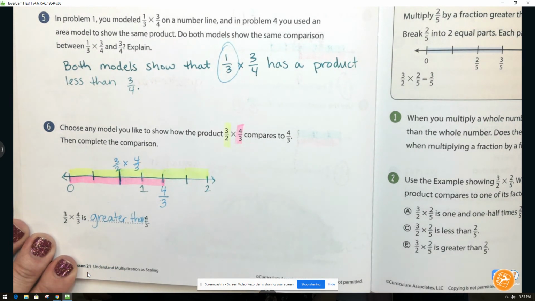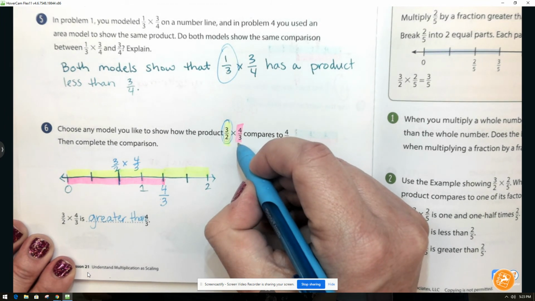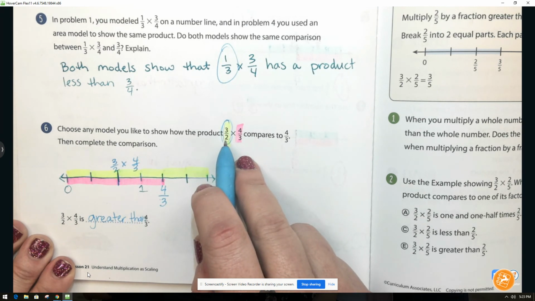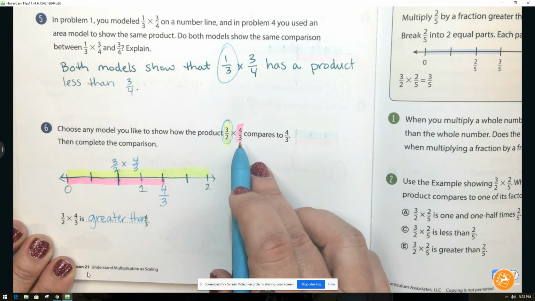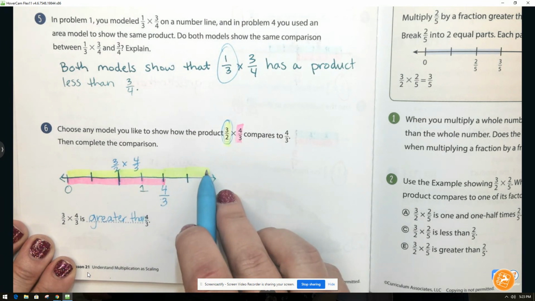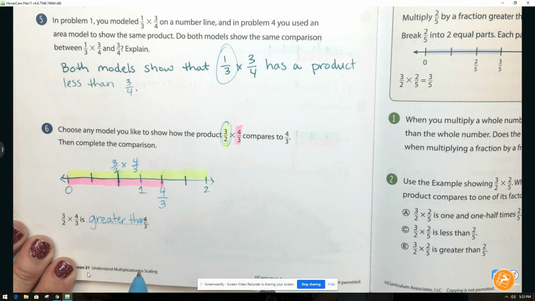Now, could we have done that without a number line? Would we have known that it was going to be greater than without using the number line? Yes, we should have, because remember, this factor that we're multiplying 4/3 by is greater than 1. Since this factor is greater than 1, no matter how many different ways we show it, the resulting product will always be greater than 4/3, because the other factor was greater than 1. With that, that's the end of this lesson.